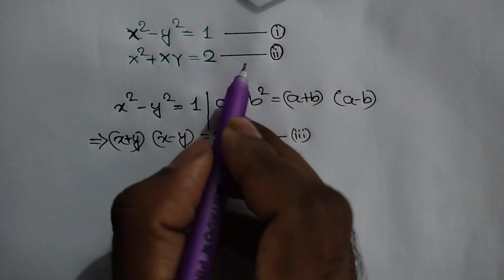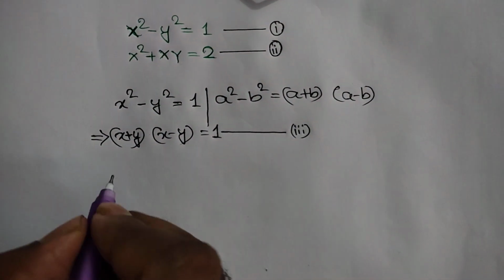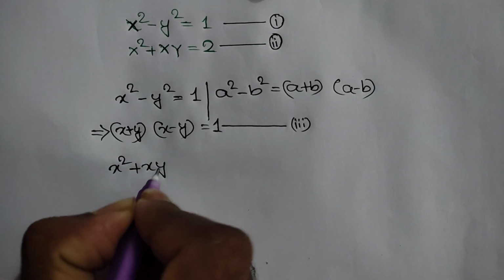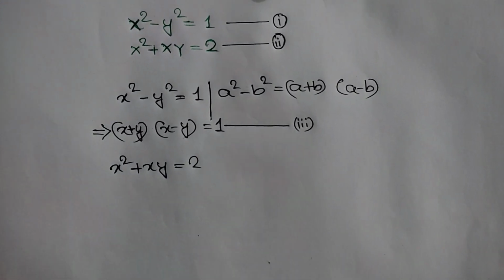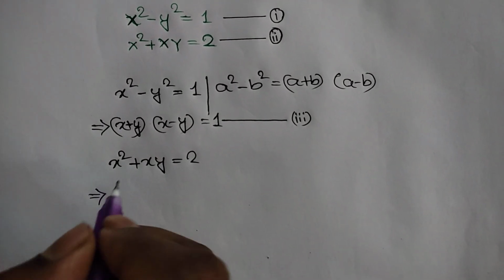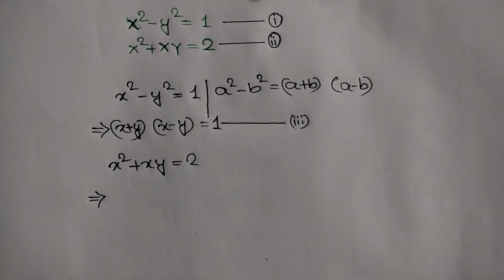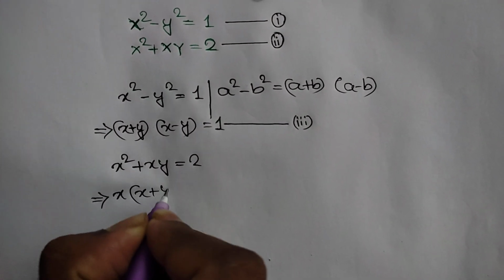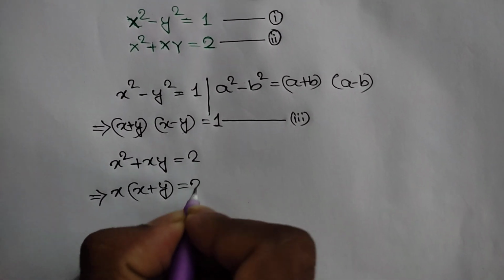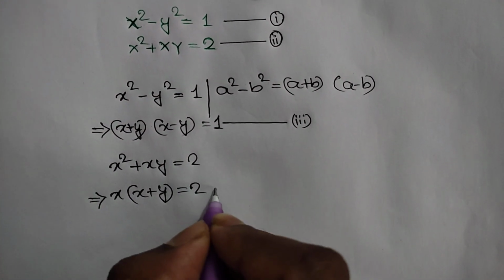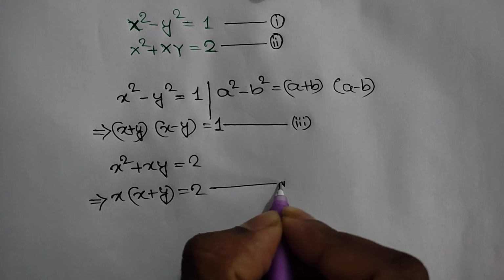Now from equation number 2 we can write x squared plus xy is equal to 2, or taking common x from the left side we can write x times x plus y is equal to 2. Let's call it equation number 4.